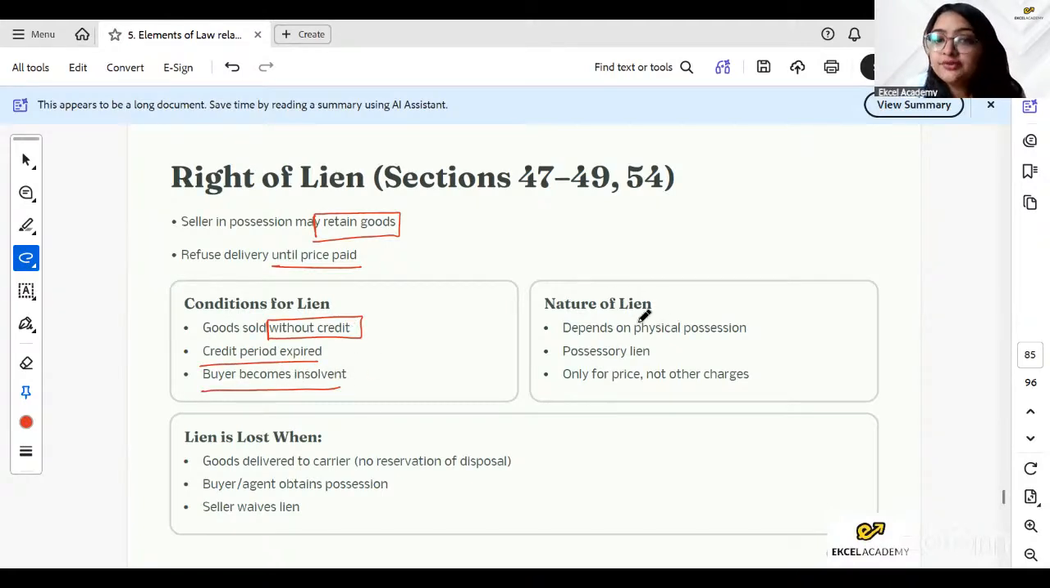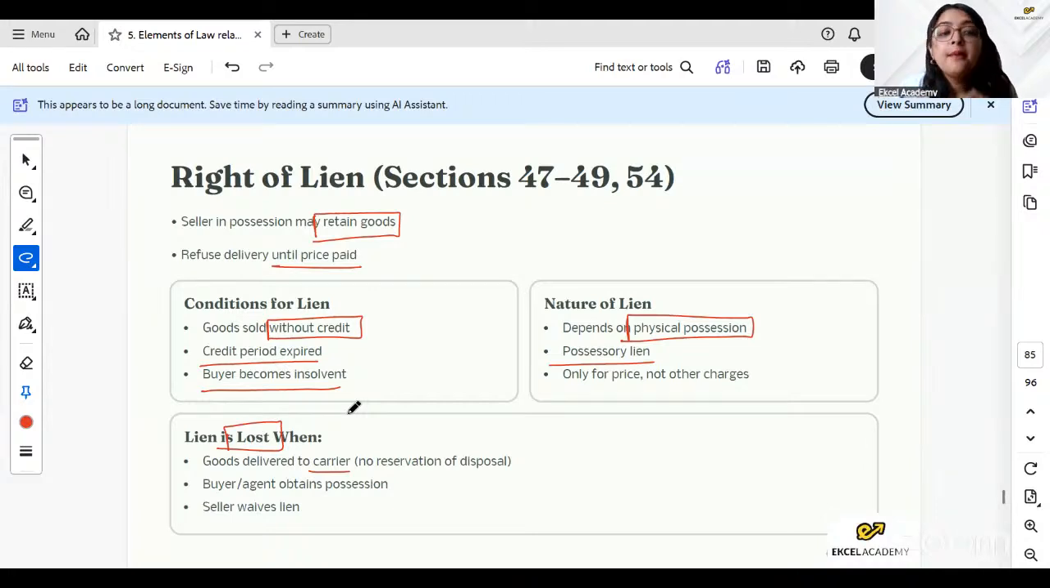Nature of lien depends on physical possession, that is your possessory lien, only for price and not other charges. Only for price, that is your lien will be to the extent of the price of the goods. Now when is a lien lost? When goods are delivered to carrier. What is lien? You have the right to retain the possession of the goods.